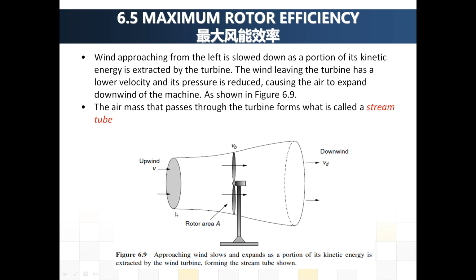is higher, and after the wind turbine, the pressure is reduced. The speed Vd is smaller than the upwind speed V. Since the pressure is reduced and the air expands, we can see that the air that passes through the turbine forms a stream tube.